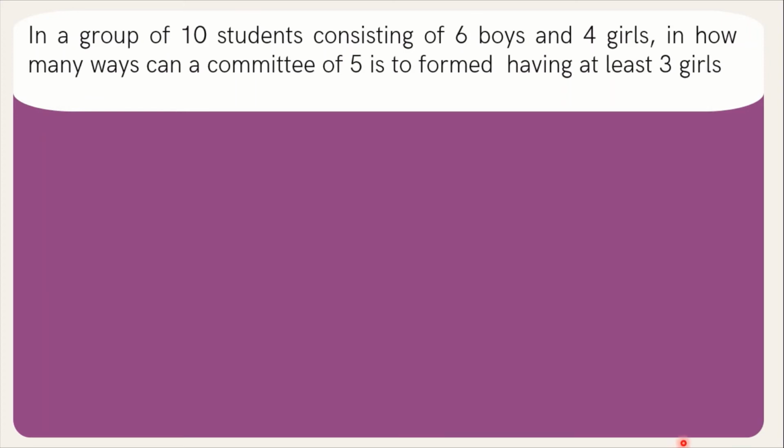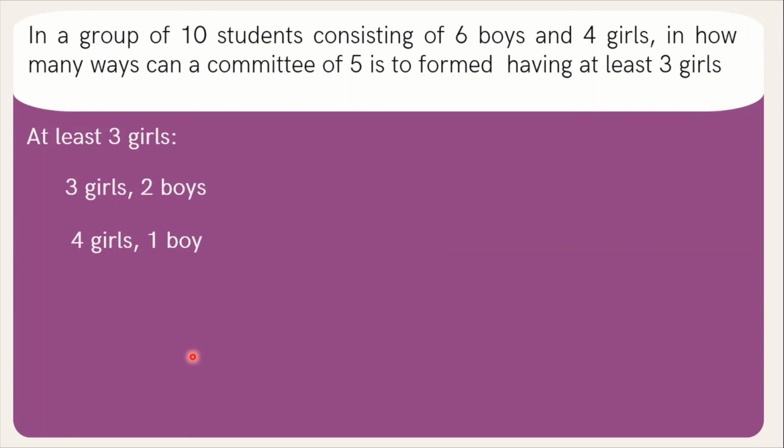Let's have this last problem. In a group of 10 students consisting of 6 boys and 4 girls, this time, in how many ways can a committee of 5 be formed having at least 3 girls? So, katulad rin kanina, bubuo tayo ng group of 5 from 10 students. Pero this time, ang condition natin is, sa group na bubuin natin, at least 3 girls. So, ano yung mga possibilities kung ang bubuin nating group of 5 should have at least 3 girls?